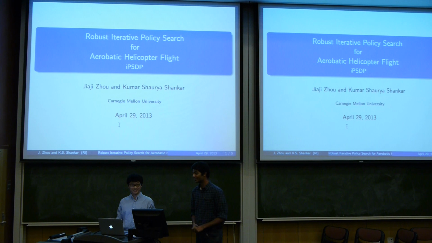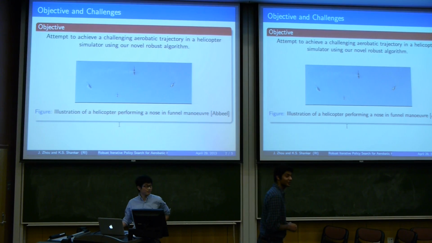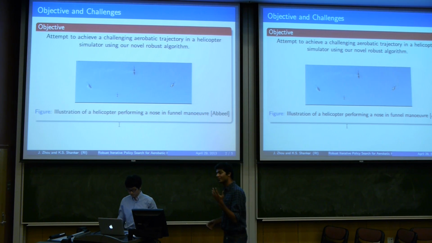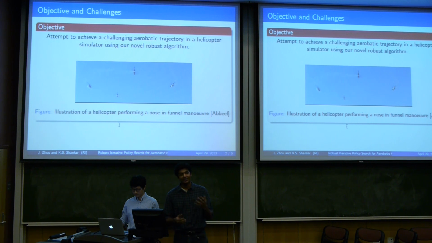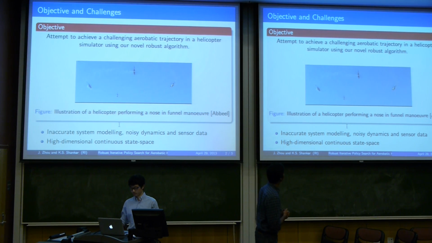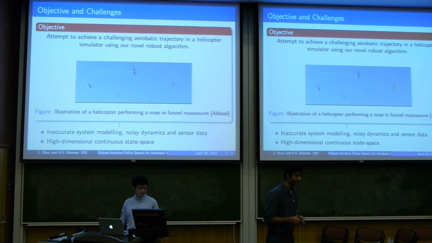And we are here to discuss our research on robust iterative policy search for acrobatic helicopter flight. Now, following trajectories autonomously using a helicopter is a very interesting applied robotics challenge. And one key benefit of this is that we can devise controllers that can follow trajectories that humans cannot. So, for example, in this case, we are trying to follow a trajectory called a nose-in funnel maneuver, where the helicopter flies a circular trajectory with the nose always pointing towards the center of the circle.